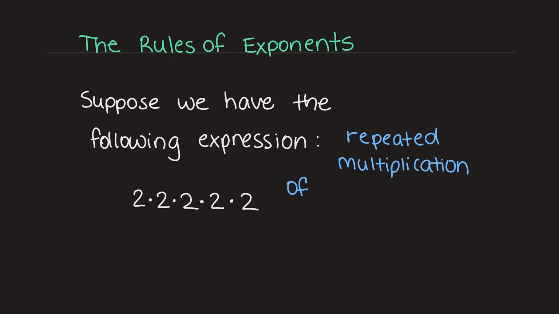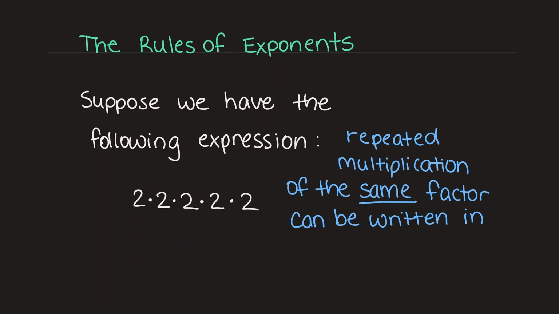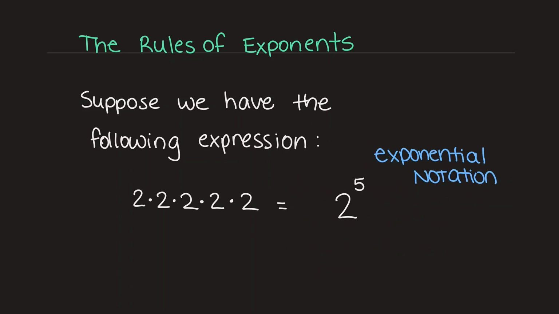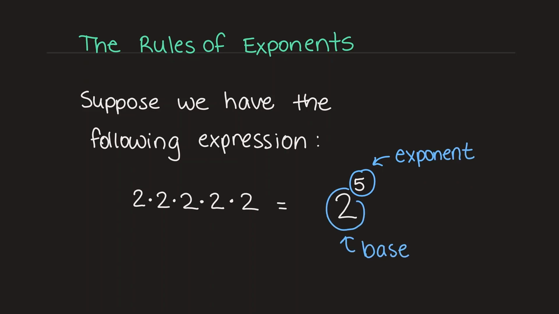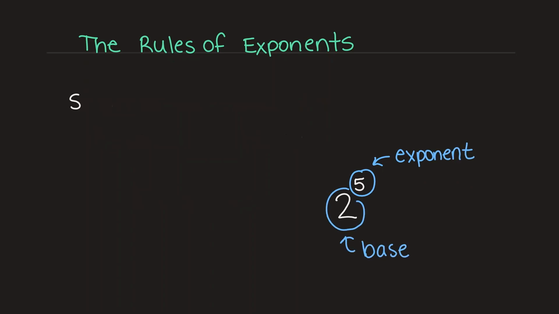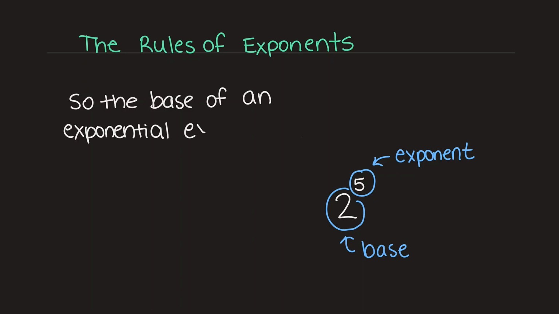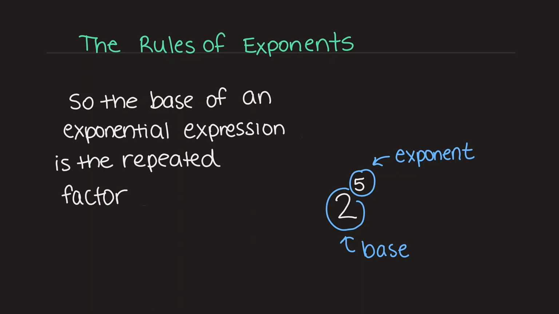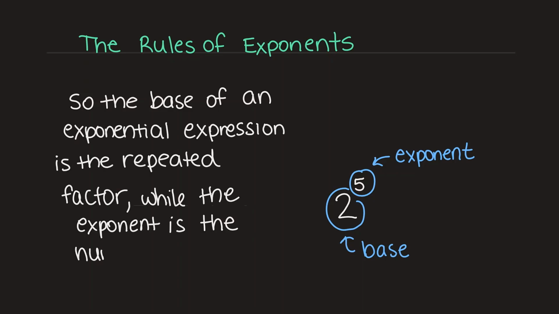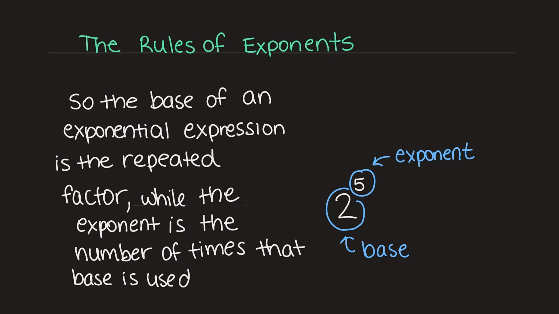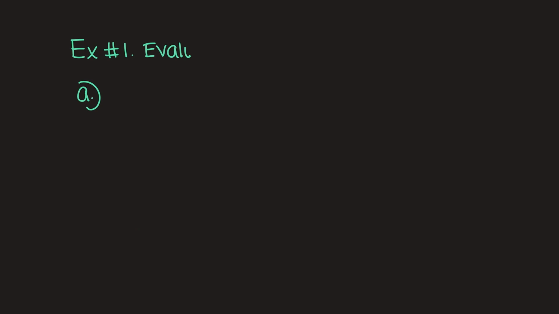Repeated multiplication can be written in a more compact way called exponential notation. Here, 5 is our exponent and 2 is our base. So the base of an exponential expression is the repeated factor, while the exponent is the number of times that the base is used as a factor. Let's evaluate some expressions.